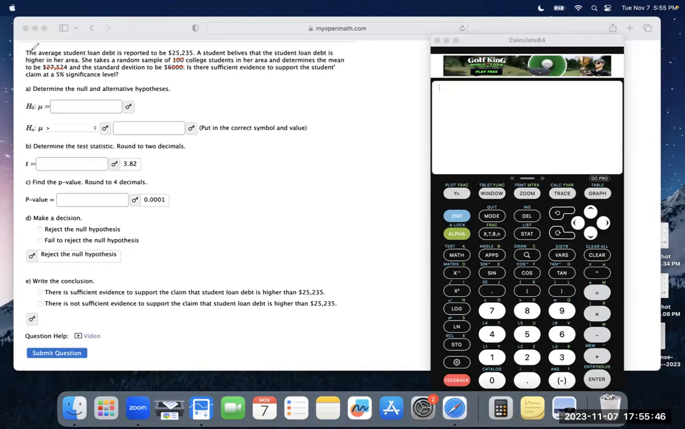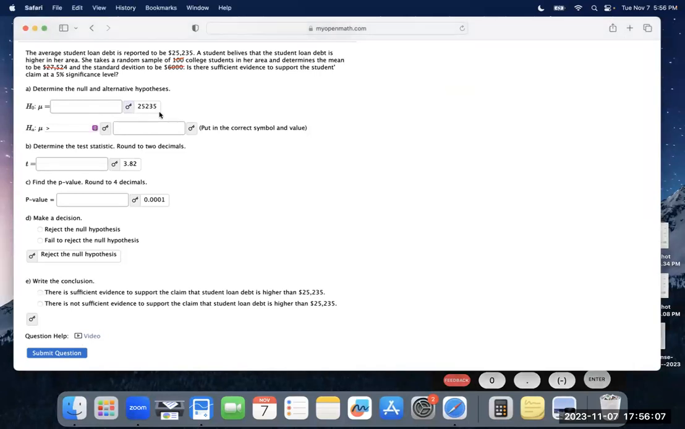But where you're going to find it is either in the claim itself. You're going to find the number that needs to be in the null hypothesis, or you're going to find it stated kind of as a fact in the beginning. So here they say the average loan debt is reported to be this. So they're stating it kind of as a fact. So that first answer there is 25,235.